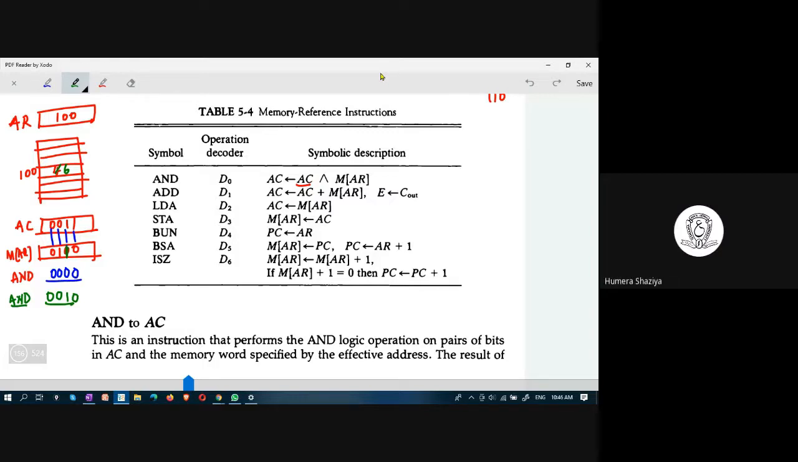LDA means load into accumulator. Let us first finish this add operation.